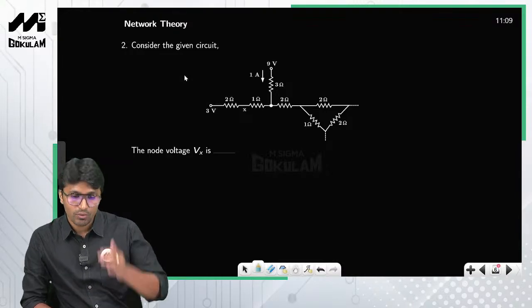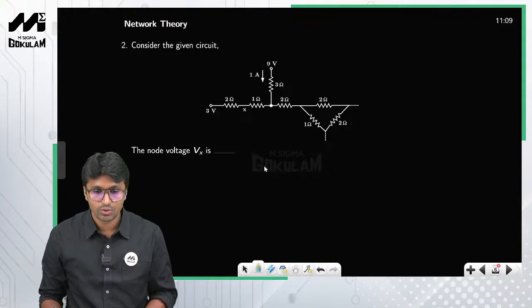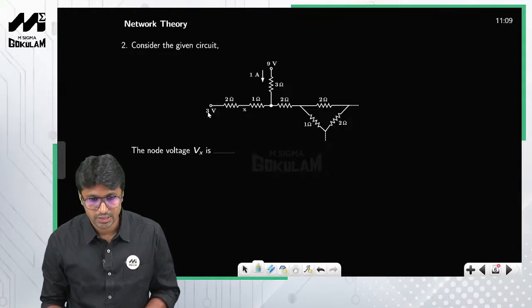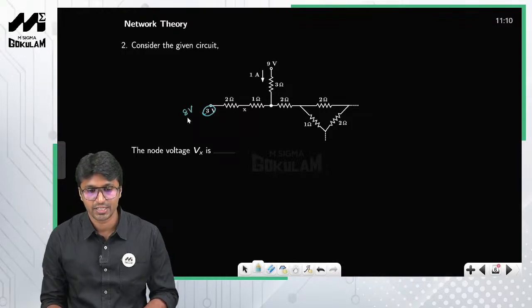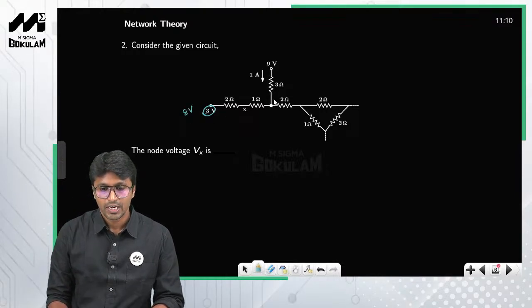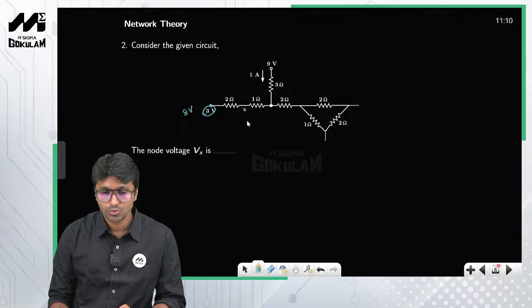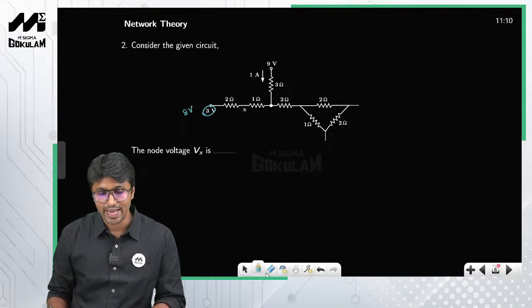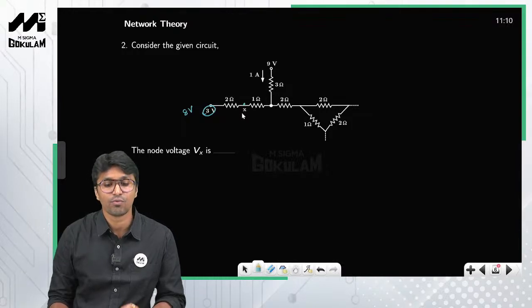Okay, now look at this particular circuit. So this is the circuit. This is nothing but 8 volts, right? So this is 8 volts. There is a printing mistake here. This is nothing but 8 volts. Now you are asked to calculate the voltage at this particular node, at node X. So this is node X and you are asked to calculate the voltage at this node.